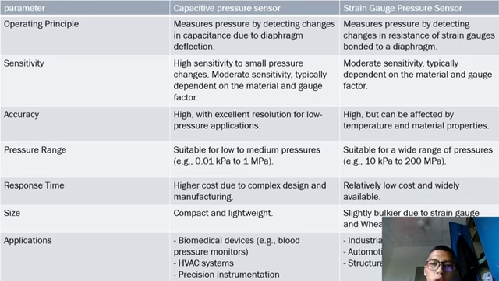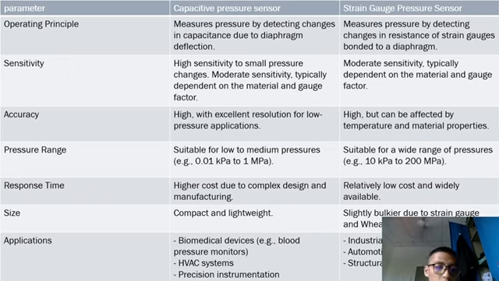Sensitivity is high for the capacitive sensor, and strain gauge is moderate sensitivity. Accuracy for the capacitive pressure sensor is high, and strain gauge is high, but both have different accuracy. Capacitive has excellent resolution for low pressure application, and strain gauge can be affected by temperature and material properties. Pressure range for the capacitive is suitable for low to medium pressure, and strain gauge is suitable for wide range of pressure. For cost, capacitive is high cost, and strain gauge is relatively low cost and widely available.